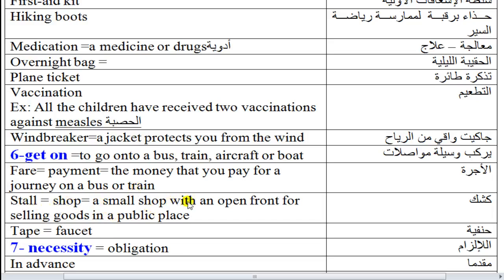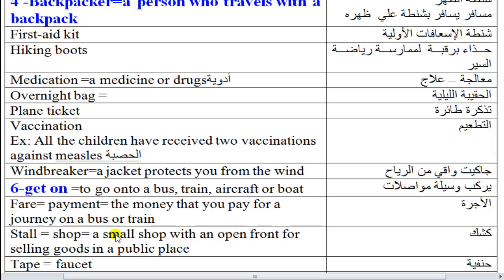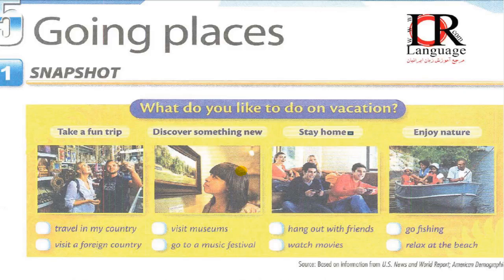Stall. A small shop with an open front for selling goods in a public place. Tap, faucet. That's the end of Vocab Book Unit 5 Part 1. Thank God.